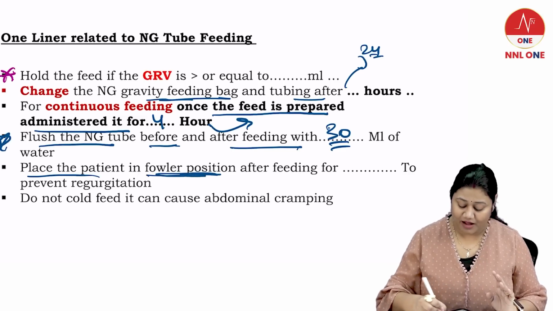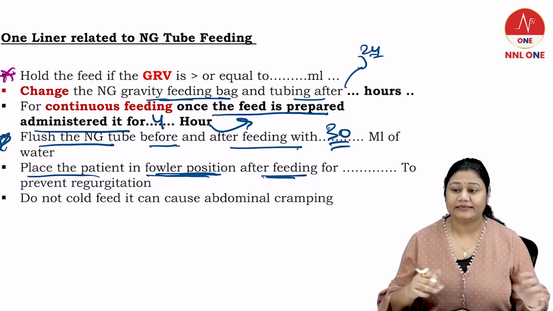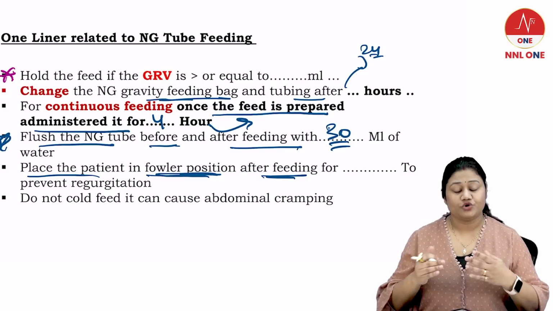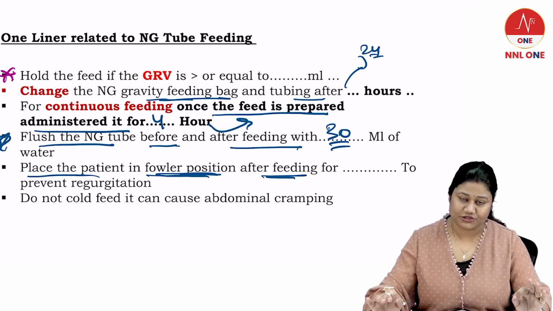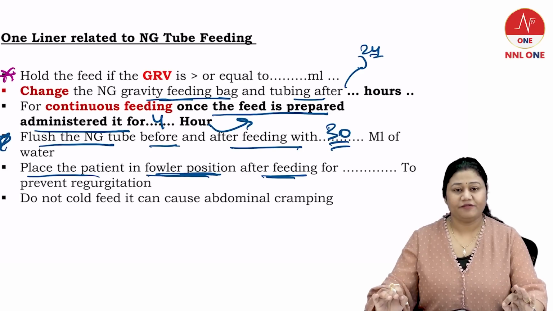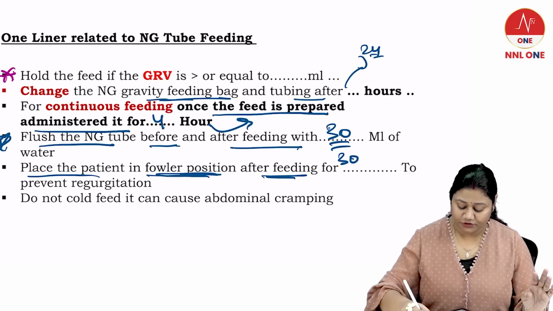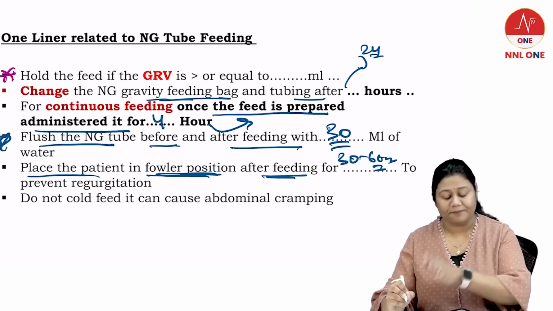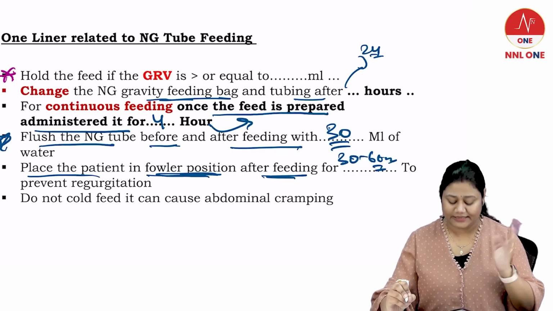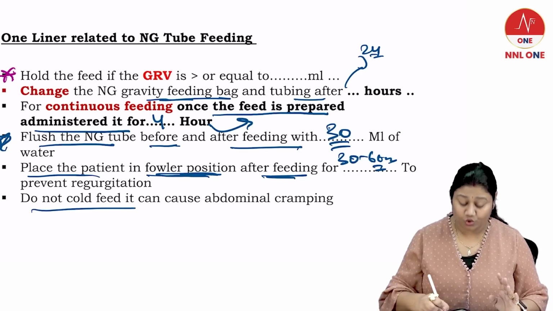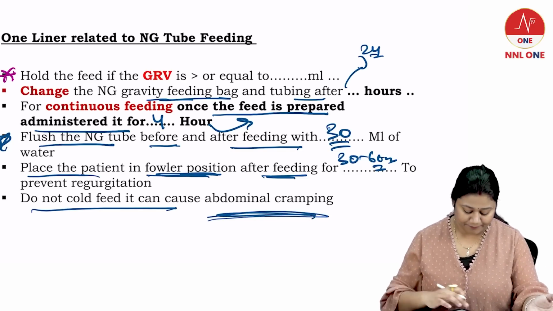Then place the patient in Fowler's position once you are done with the feeding procedure. After that, there is a risk of regurgitation. So to prevent regurgitation, make sure your patient remains in the same Fowler's or semi-Fowler position for 30 to 60 minutes after feeding, so that the patient will not have a regurgitation problem. Do not administer cold feed, otherwise the patient will have abdominal cramping.